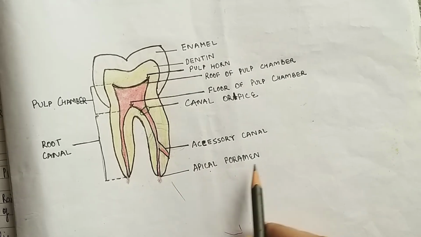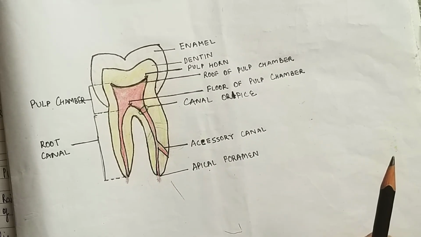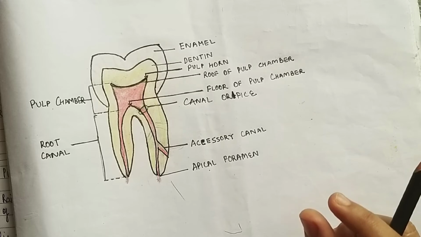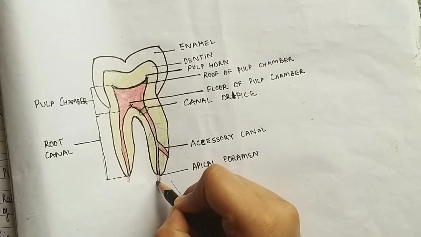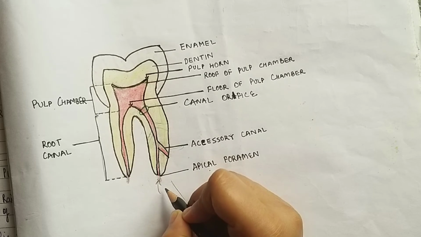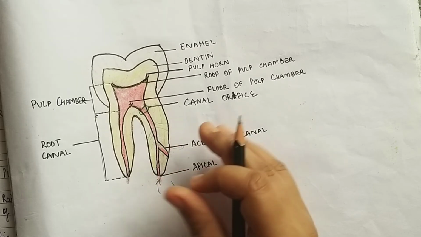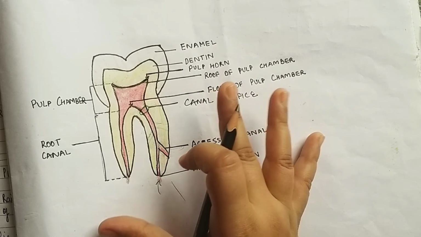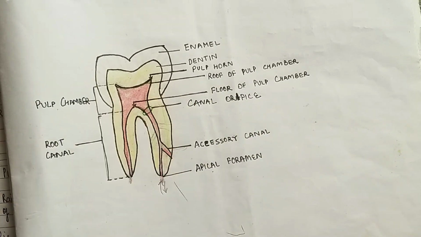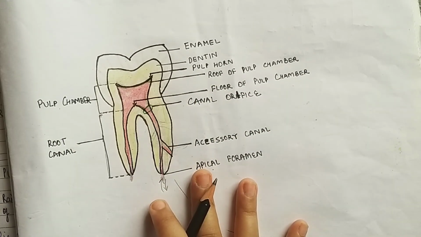Then we have apical foramen. Now this apical foramen is basically a small aperture from which the blood vessels and the nerves enter the tooth and provide the various nutrition, blood supply and nerve supply to the tooth. This is all we need to study in anatomy of pulp.